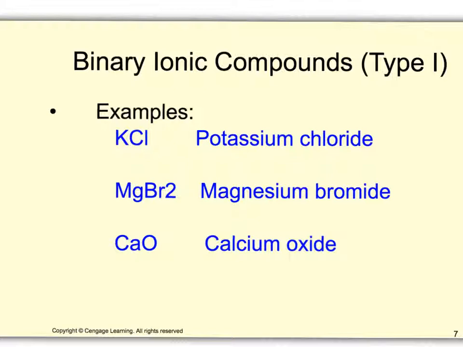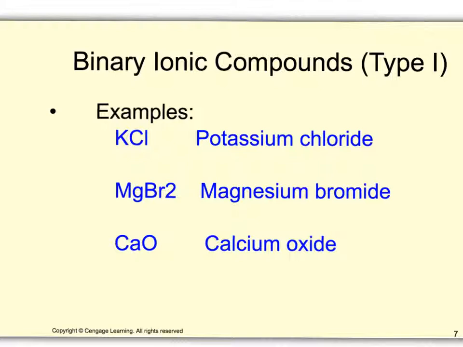In our second example, we have MgBr2. We know that magnesium is a metal, bromine is a nonmetal, so we have a binary ionic compound. We name magnesium. For the bromine, we drop the ending, add IDE, and the name of this compound is magnesium bromide.